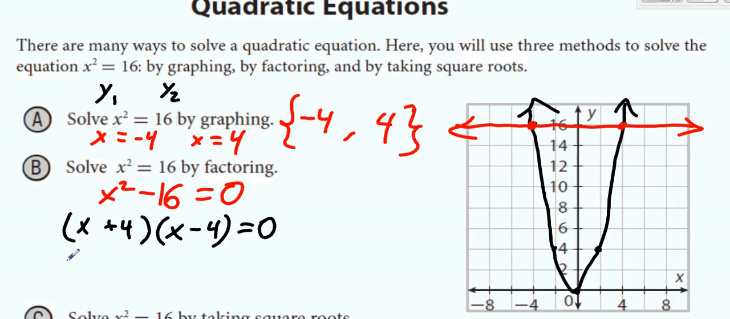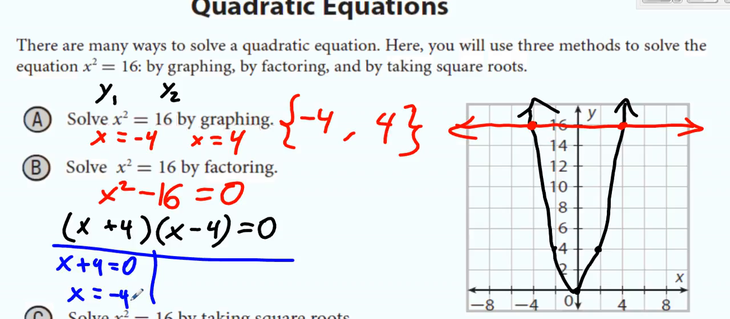And then you set each factor equal to 0 and you solve it out. So x plus 4 equals 0, you get x equals -4. If you take x minus 4 equals 0, you add the 4 over, you get x equals positive 4. Same answers, because it's the same question.